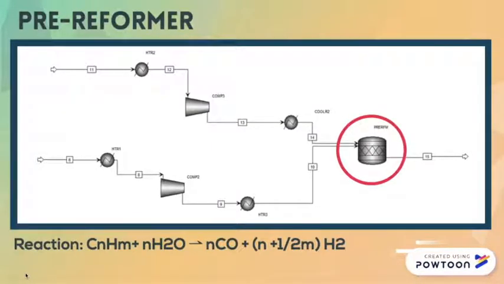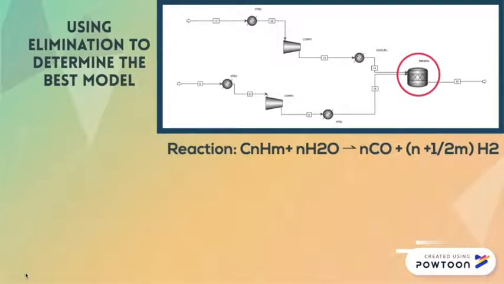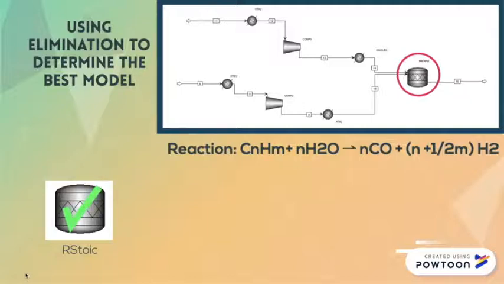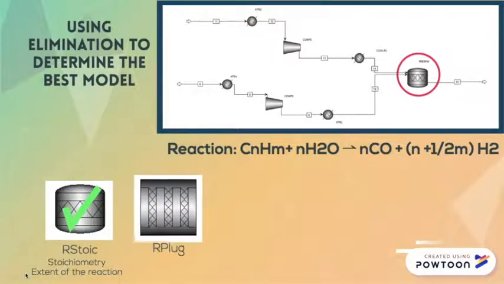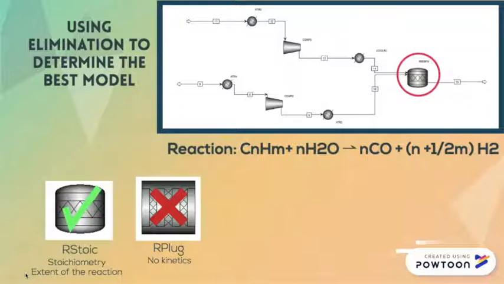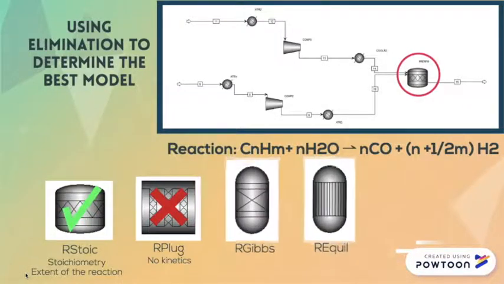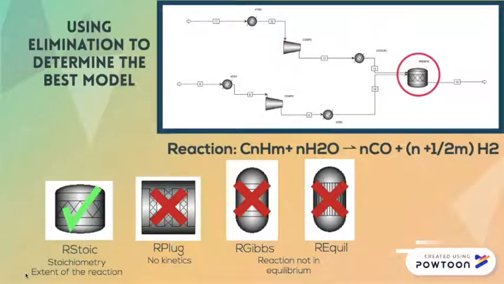The pre-reformer operates at 450 degrees Celsius and 35 bar. By using elimination, RStoic was the final model used to simulate the pre-reformer since we have the stoichiometry and extent of reaction. RPlug was not used because we do not have the kinetics of the reaction that occurs in the pre-reformer. Also, REquil and RGibbs were not suitable as the reaction is not in equilibrium.